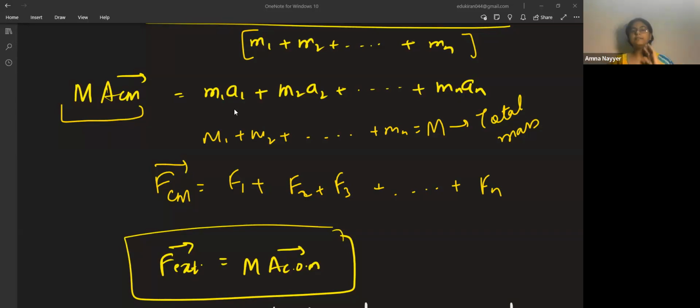Yes, class. See, in the last class, we couldn't complete center of mass, right? So let us complete center of mass first. Yes, what was center of mass? See, center of mass is basically that point in a body by which you can replace the entire system by just that single point.